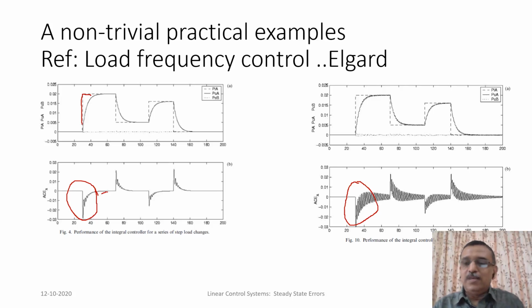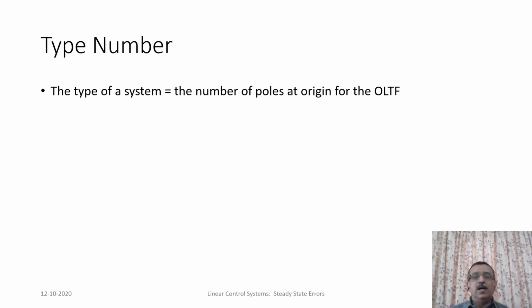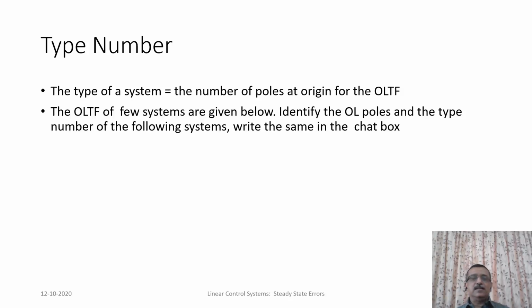Okay, we'll go to a typical learning so that you all will get good marks. Very, very simple class. Type number. Type of a system is equal to the number of poles at origin for the open loop transfer function. You have a system, you know already about closed loop transfer function, you know about open loop transfer function. So type of a system is decided by the number of poles at origin for the open loop transfer function. We'll do a little exercise.